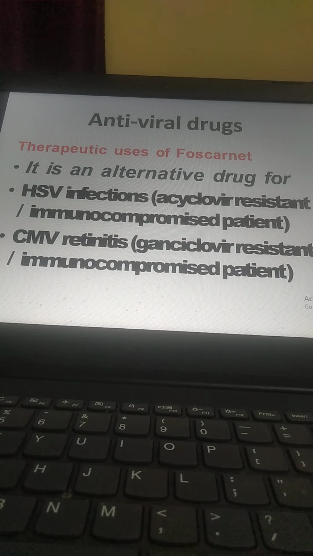The therapeutic use of foscarnet is as an alternative drug for acyclovir-resistant HSV infection. Patients who are acyclovir resistant, we can give this foscarnet. It is given to immunocompromised patients also, for CMV retinitis that is ganciclovir resistant.